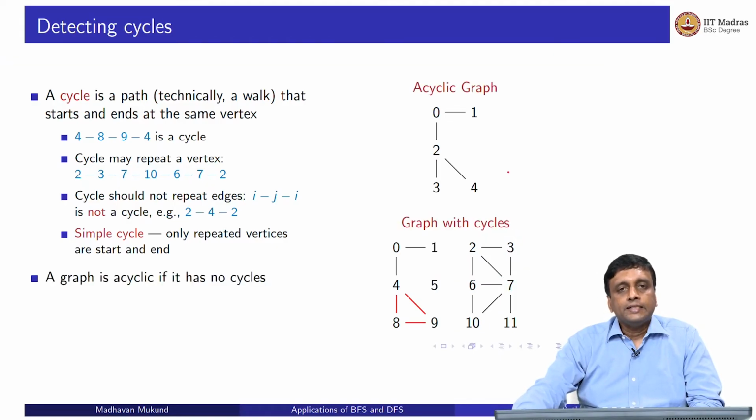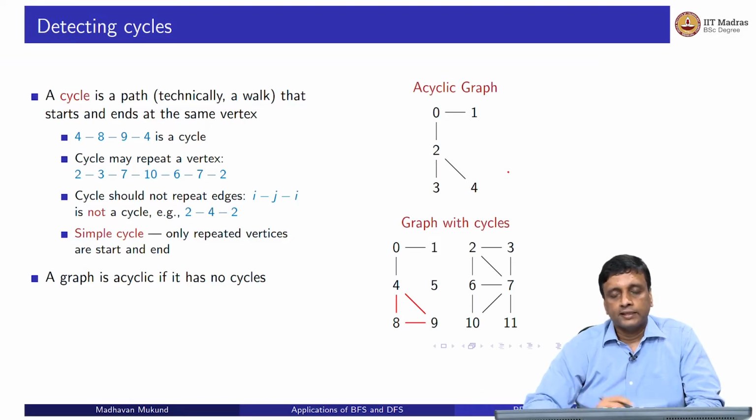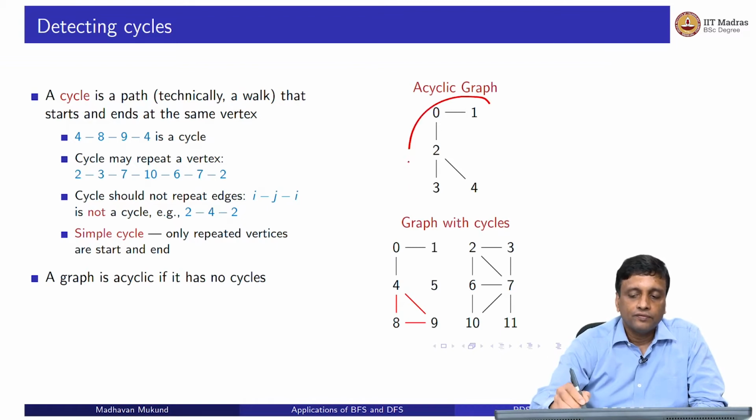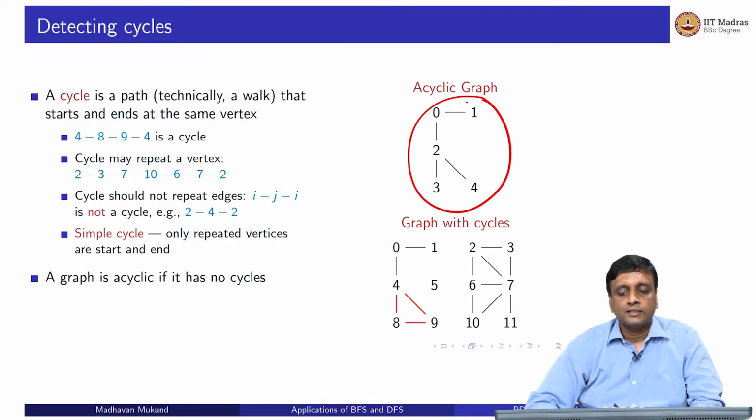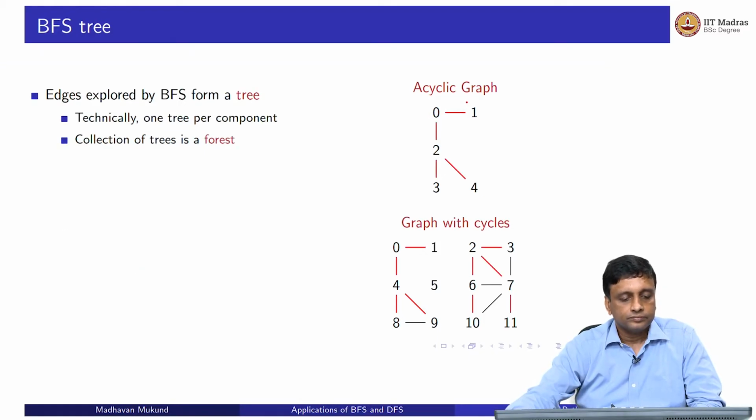So, in many situations we are interested in acyclic graphs. So, a graph is acyclic if it has no cycles, right. So, the graph at the bottom is actually cyclic, as we saw, because there are cycles in that graph, whereas this graph on the top is acyclic, because if I start anywhere I cannot come back following the edges in the graph.